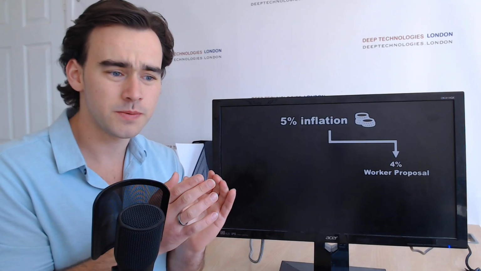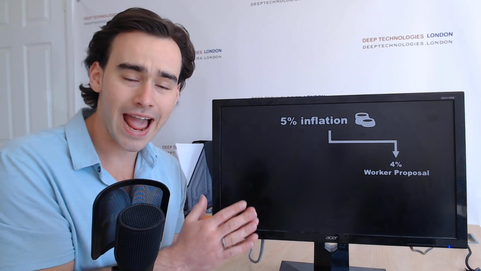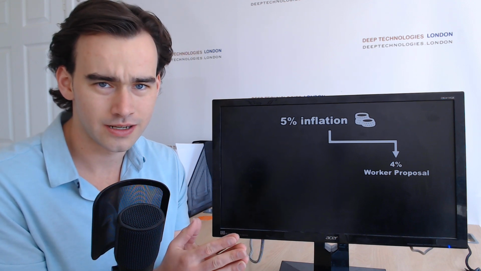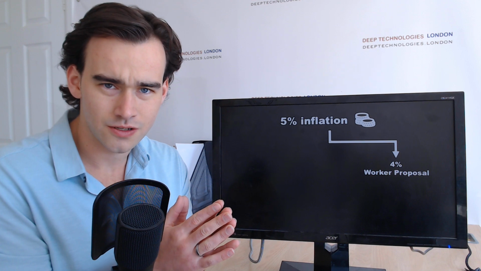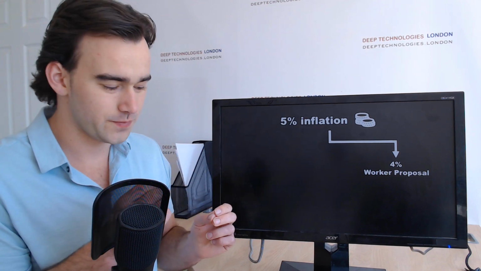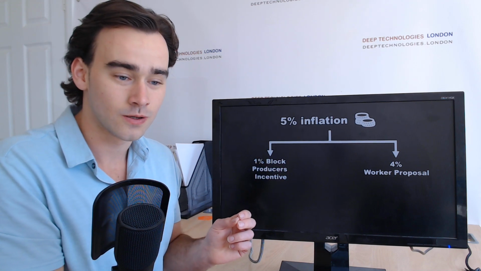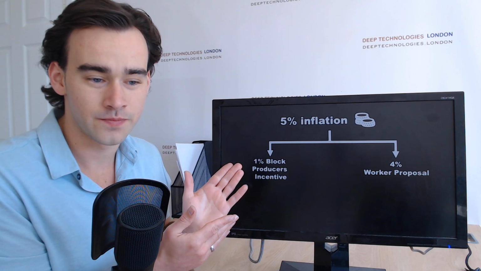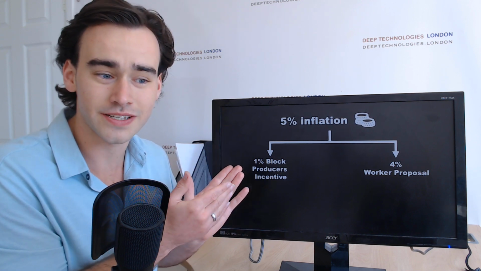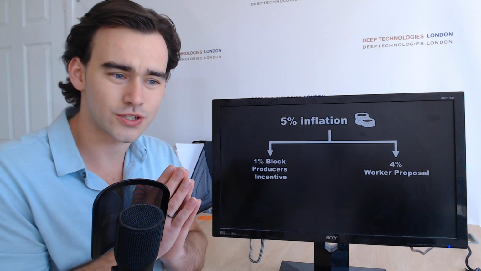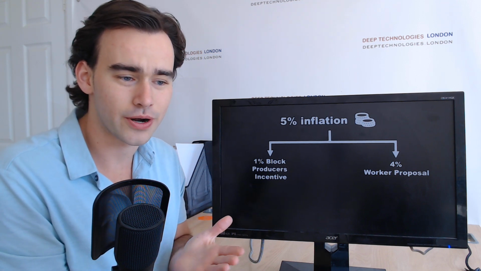Now, the problem is there's going to be 21 active producers and many standby delegates. So how do you work it out so it's fair? Well, the first step is we know that there's 1% left of the 5% for block producers incentive. Okay, that's definitely a good start, but how exactly does that break down?